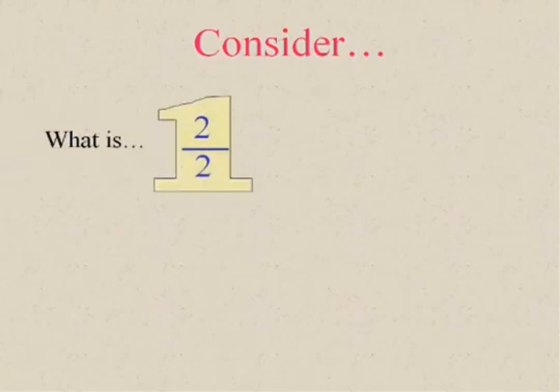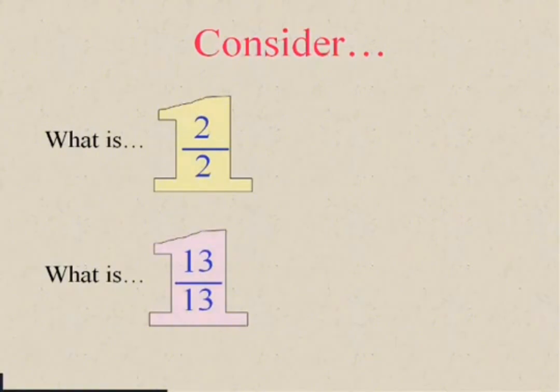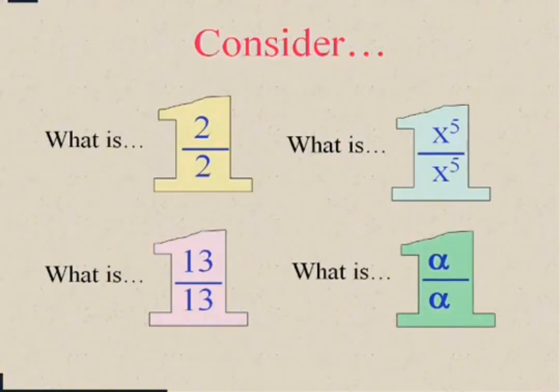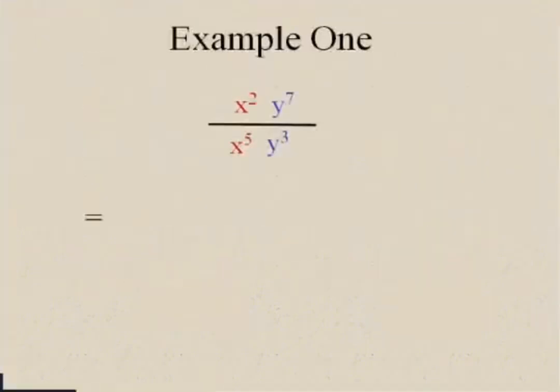Well, I'll tell you what that means. Consider 2 over 2 is 1. 13 over 13 is 1. X to the 5th over x to the 5th is 1. And in fact, anything over itself is 1. As long as you have something in the top and in the bottom, you'll always be equivalent to the number 1.